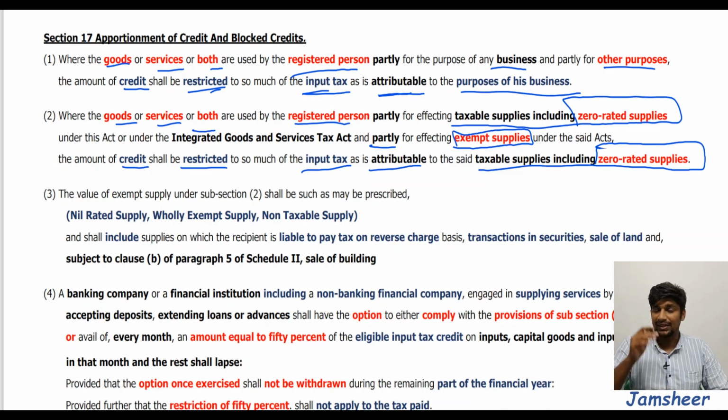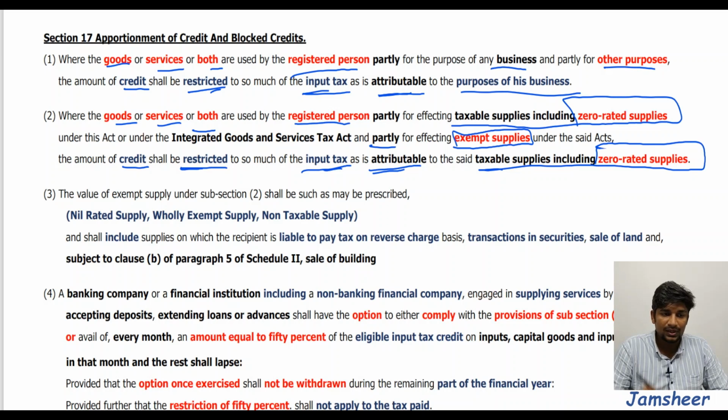So here a registered person uses the goods, services or both for the purpose of making taxable supplies and exempted supplies. Then also input tax credit is restricted to so much of the input tax as is attributable to the said taxable supplies including zero rated supplies.